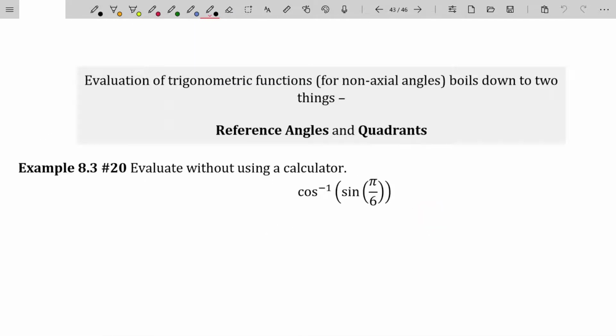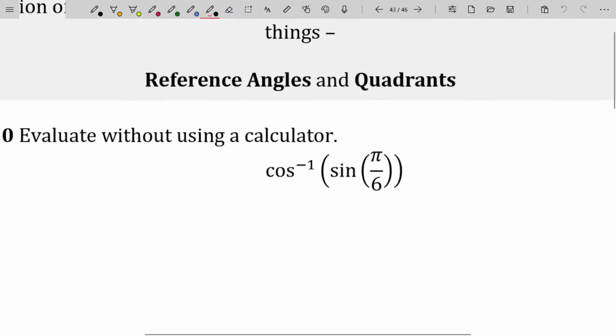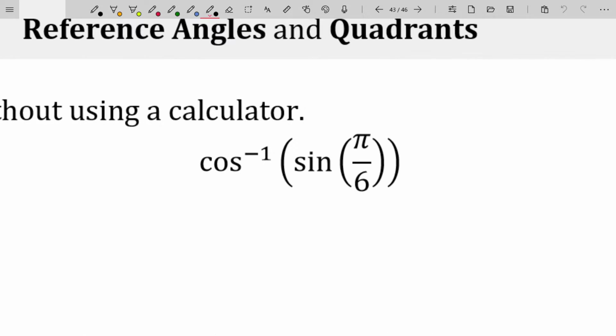Now we get to the fun ones. And these ones I actually do find to be kind of interesting problems. Not because they're hard. They're actually not hard at all, but they're just interesting problems to me. All right, cosine inverse of sine of pi over 6. Now, that is obviously a special angle, right? You totally get it. It is a special angle.